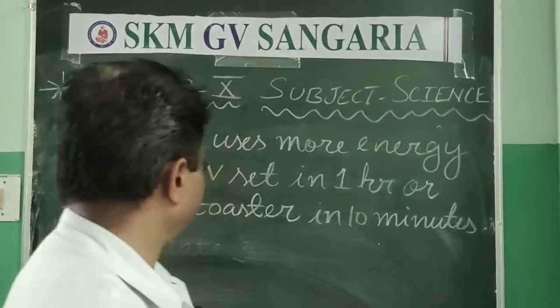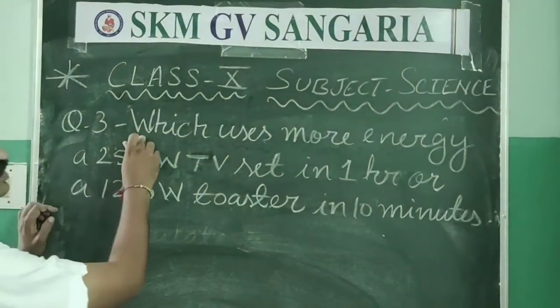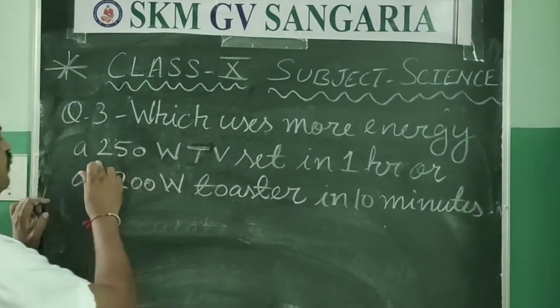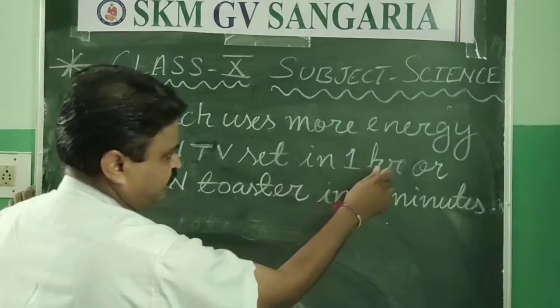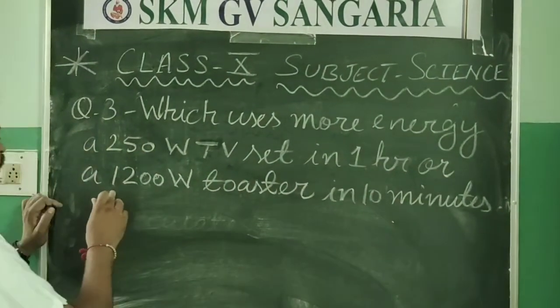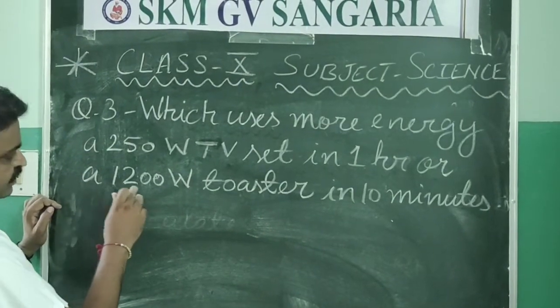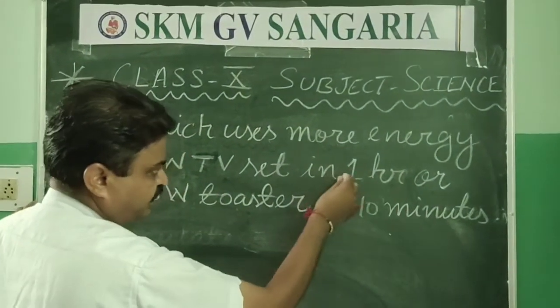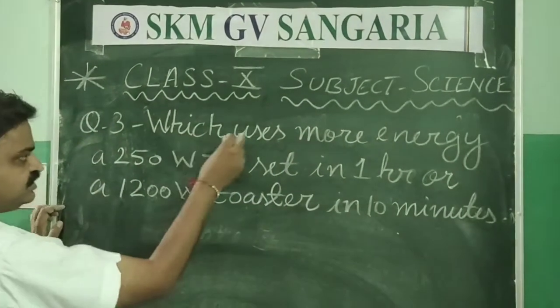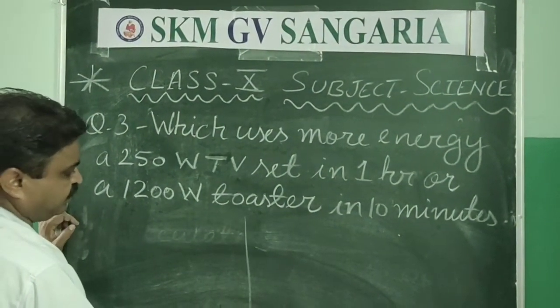So in this question, again you read this: which uses more energy, a 250 watt TV set in 1 hour or a 1200 watt toaster in 10 minutes? So again you will read this. So in this there are 2 cases given.